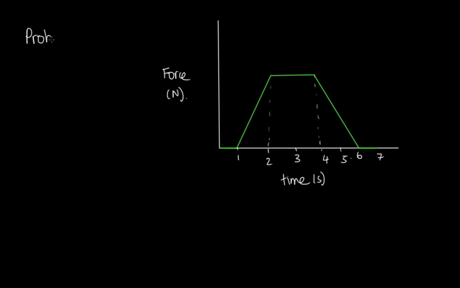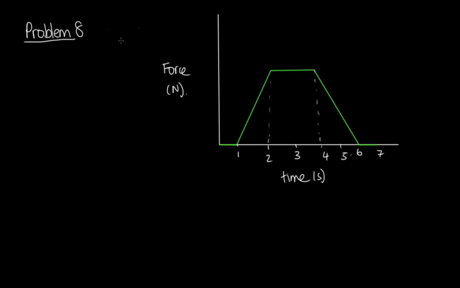Problem 8. In this problem, you're given the force time graph, such as this one here, and asked to use it to calculate the force experienced by a 2 kilogram mass. Now, in part A of the question, it says to calculate the total impulse experienced by the object in the time interval shown. So in order to calculate the total impulse, if we have a force time graph, we need to work out the area under the force time graph.